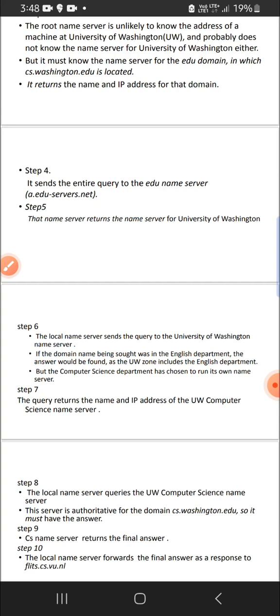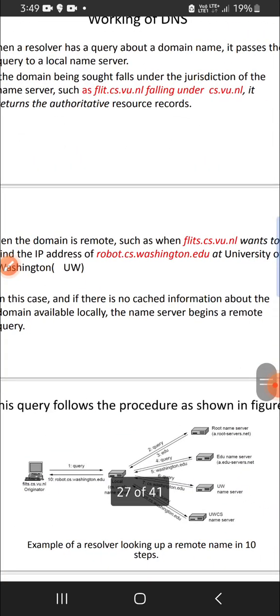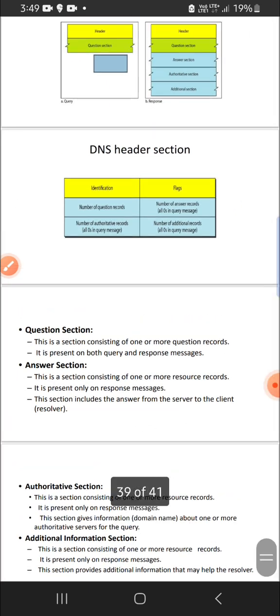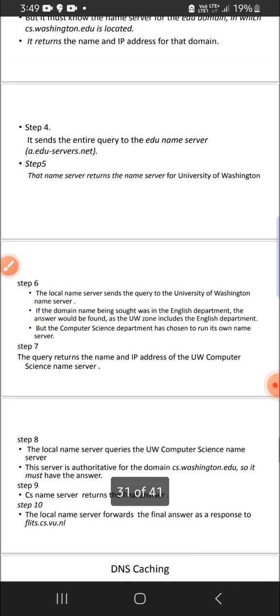If the domain name being resolved was in the English department, the answer would be found at UW, since UW includes the English department, but the computer science department has chosen to run its own name server. We need to find robert.cs.washington.edu. So the UW name server will get cs.washington.edu, and it will again look into UW CS. The query returns the name and IP address of the UW computer science name server.